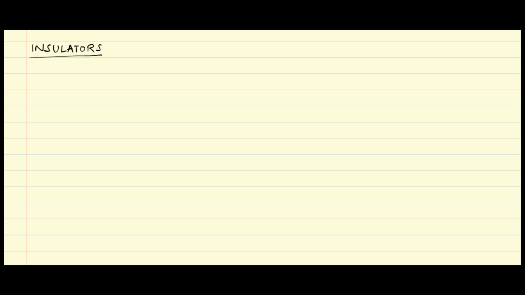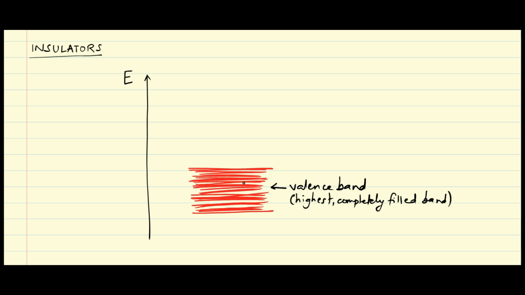As you know, the highest completely filled energy band in an insulator or in any material is called the valence band. So that's shown over here for an insulator in the energy level diagram. Remember, the bands which are below the valence band do not contribute very greatly to the electrical properties of the material, and so we don't consider them.